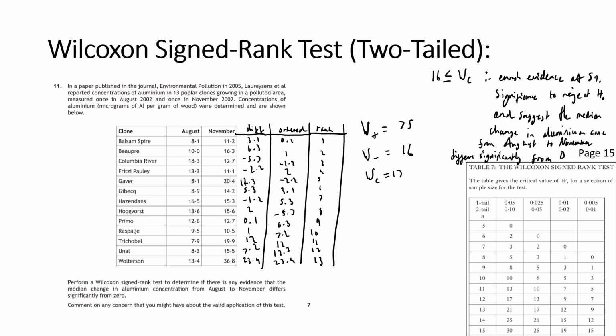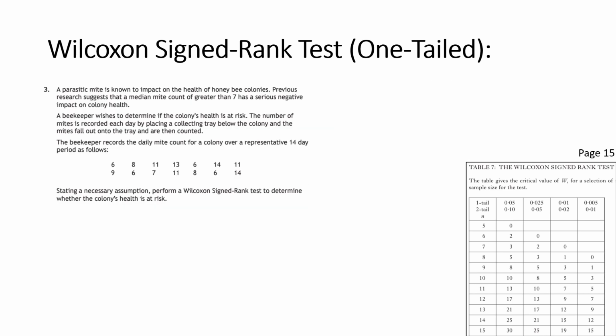Comment on any concern that you may have about the valid application of this test. We're assuming that the distributions of the populations are symmetrical here. Let's move back to a one-tailed test, but this time we have one sample instead of two. There's a small change I want to look at here. Pause the video to read the question, and I'll just jump straight into it.